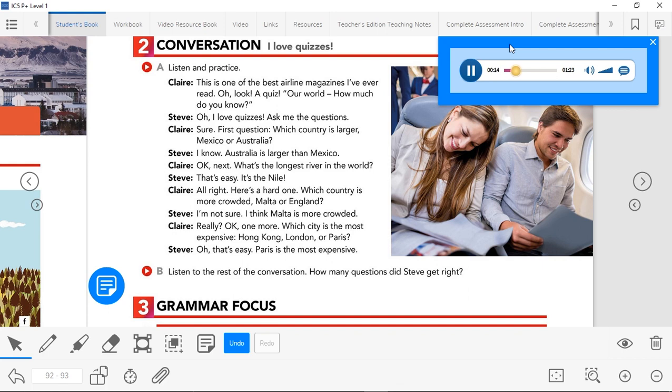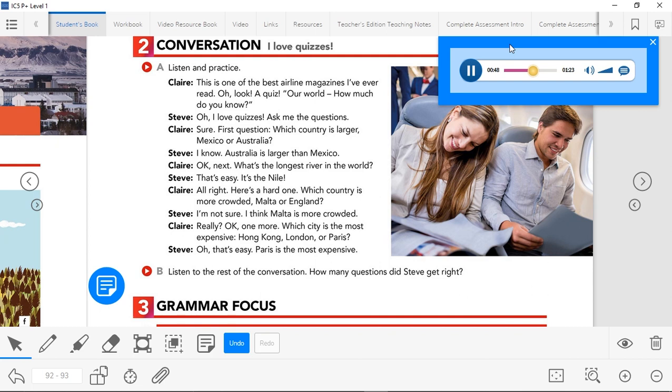So let's see how you did on this quiz. The first question, which is larger, Mexico or Australia? You said, Australia. And you're right. Both are large, but Australia is larger. Next, what's the longest river in the world? You said the Nile. Sorry, that's wrong. It's the Amazon. Oh, of course. I knew that. This next question I didn't know.